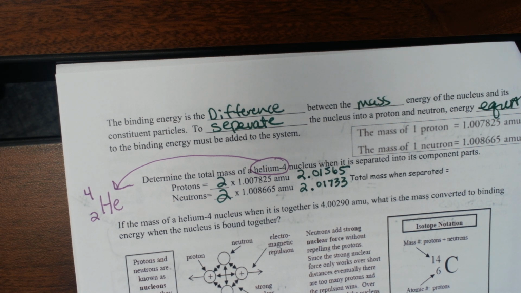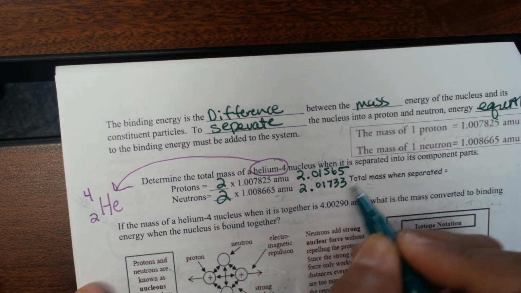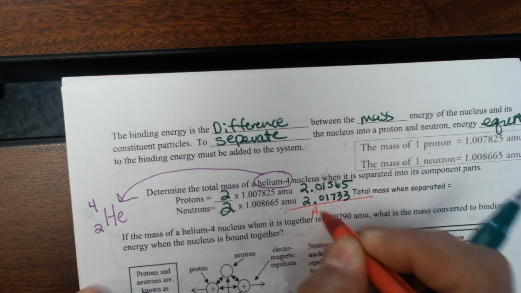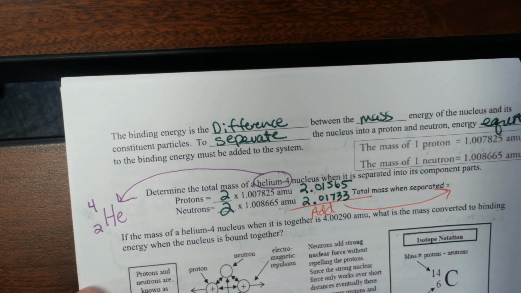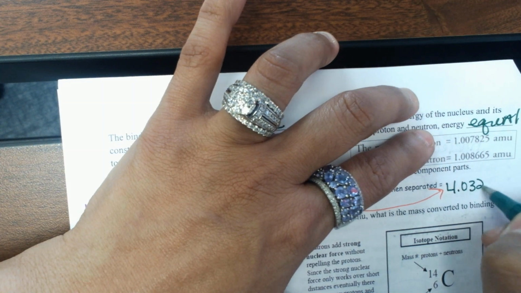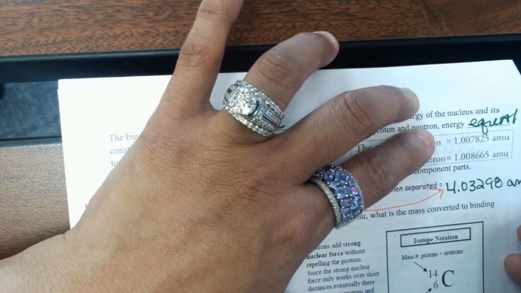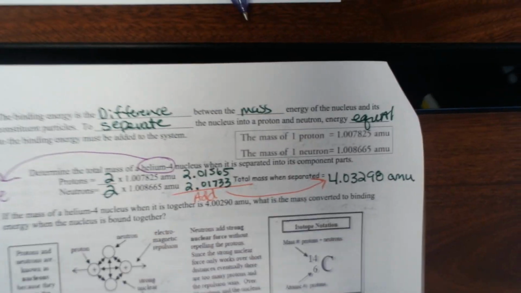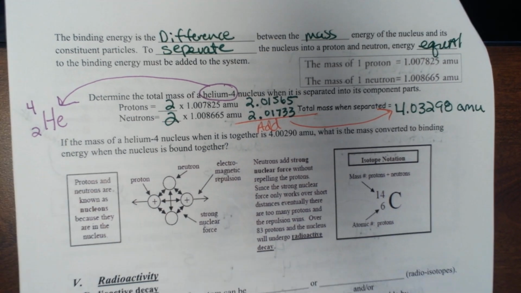The total mass, if this helium atom was to separate, which we can cause it to do if need be, when we do that for this situation, then we're going to get these 2 numbers over here, add them together, and that mass completely comes up to 4.03298 AMU, atomic mass unit. I apologize, let me scroll down a little bit for us. There we go.